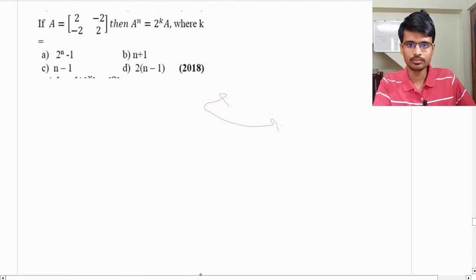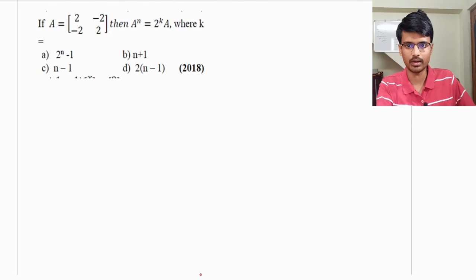Moving on. For this kind of question, I would suggest a trial and error method. They have given us A power n equal to 2 power k A. Let us take n equal to 1. What do I get? A is equal to 2 power k A. So I need to make this term 1. That means 2 power k is equal to 1, that means k is equal to 0.